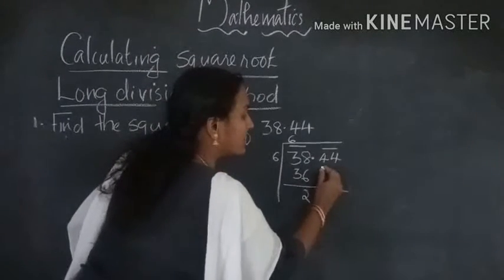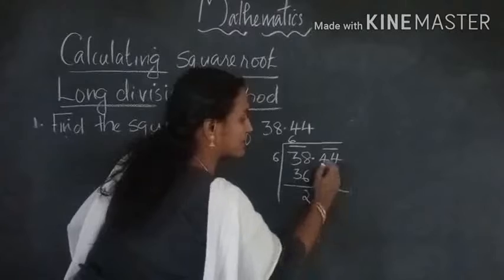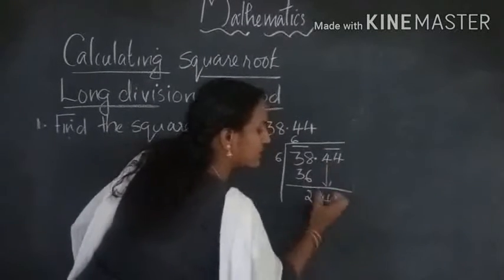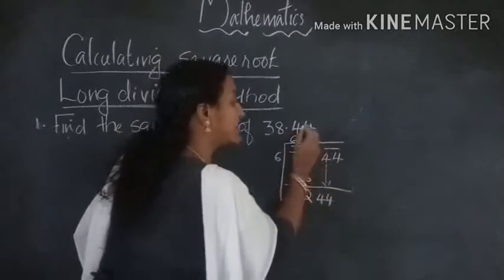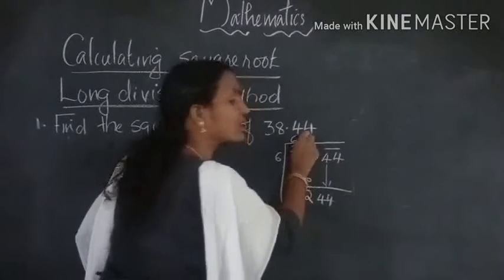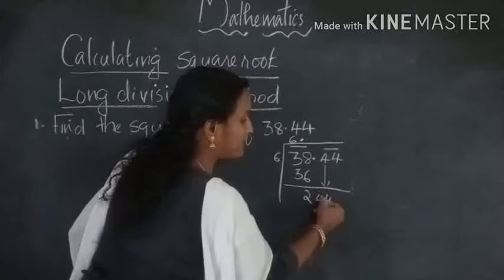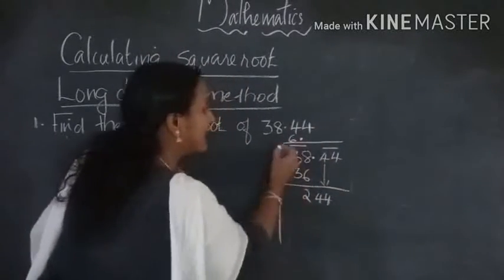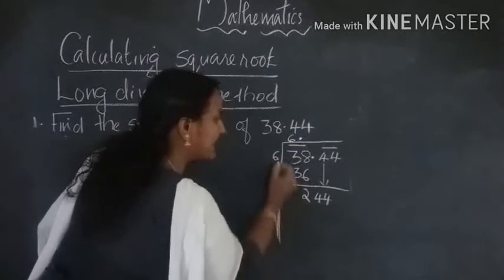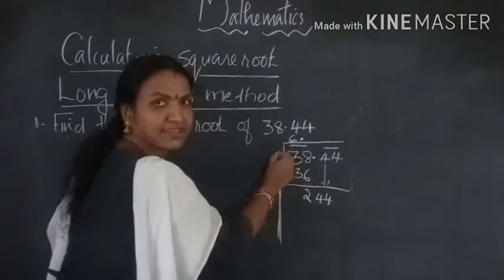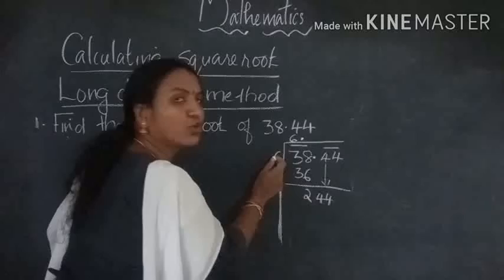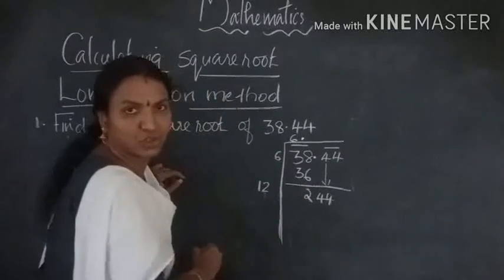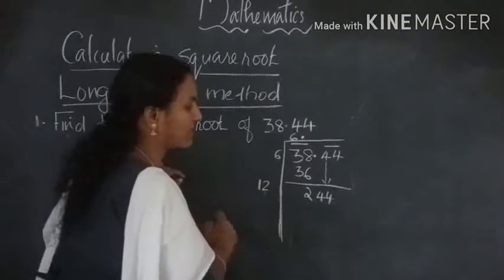Now you bring down the decimal part. That means 44, the decimal part, and put the decimal point in the quotient. Then double the divisor. Here the divisor is 6. Double the divisor means 2 into 6. 2 into 6 is 12.